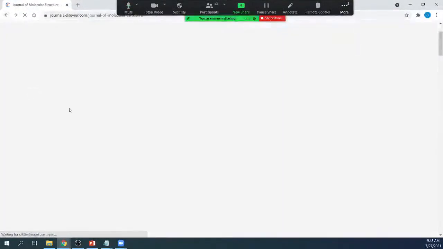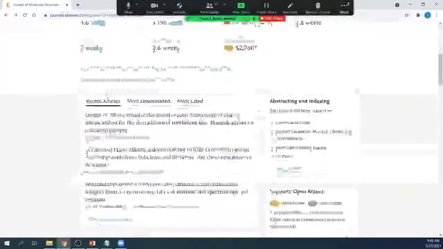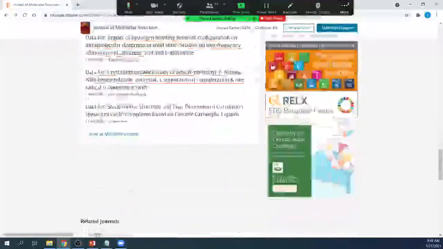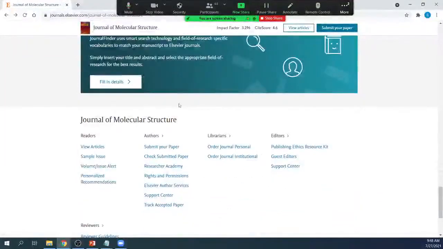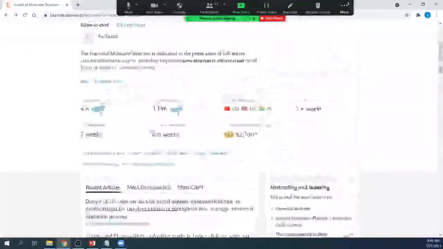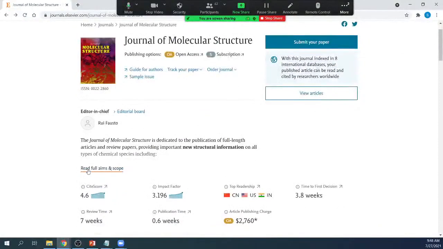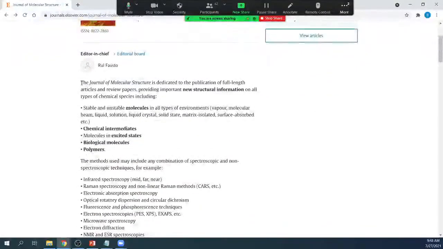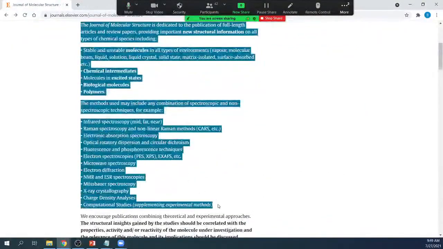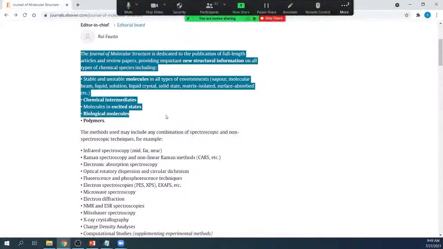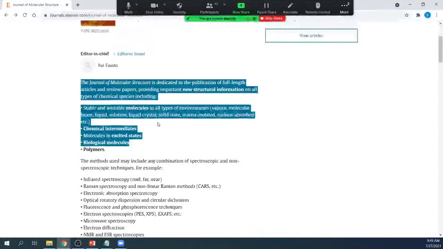What is important when you come to the first page of this website? Remember what I said. You have here a lot of information which will give you guides on how to prepare your manuscript. Here you can click, read the full aims and scope, and read what types of fields, subfields, and elements of paper should be submitted in your manuscript. Here you have practically not all, but very important information about the scope covered by this journal.